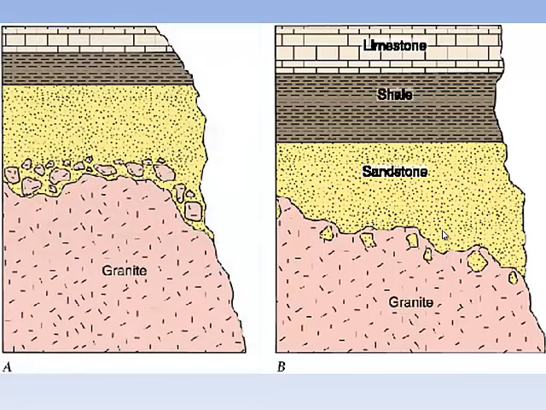Now let's look at this. This is just the opposite. Here we have sandstone, here we have granite. Now the sandstone contains pieces of the granite. So the granite had to be here first. So this rock contains inclusions of the older rock. This rock contains inclusions of the older rock.